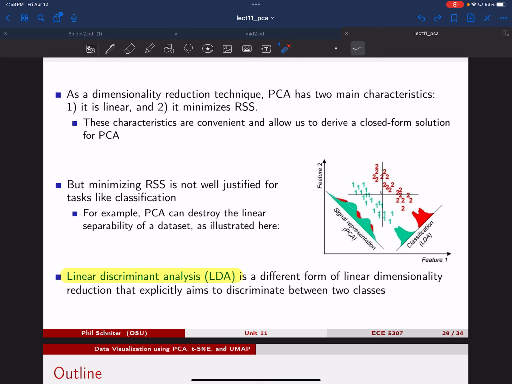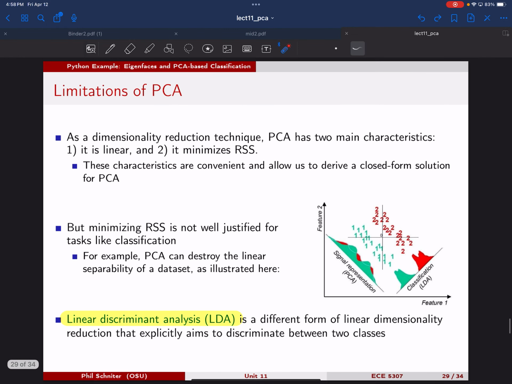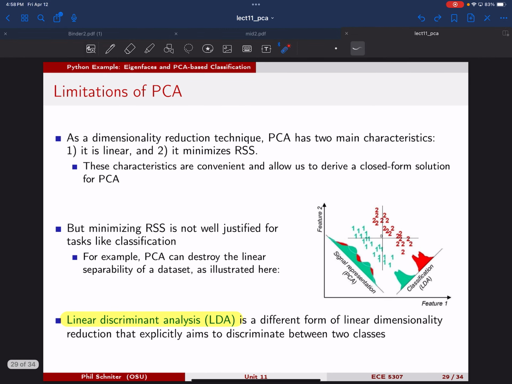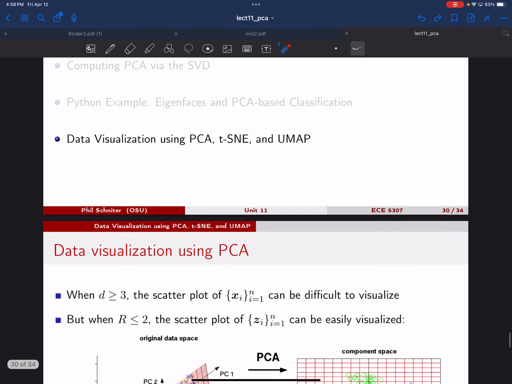Okay, so we're not going to talk about LDA any more than this, just to know it's out there. It's a classical method, but it's one of the fixes to this problem. Okay, any other questions? All right, so we got one more topic, which is visualization.